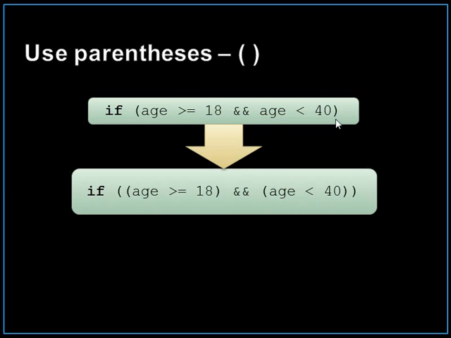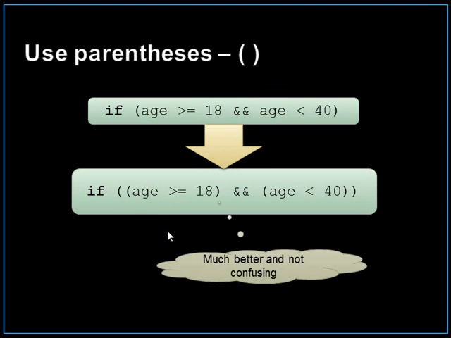If you write a program like this using the upper approach, then it is likely to cause problems for other programmers who read your program. They might not know the priority, so they might get confused about which will be executed first. Normally this is executed first, and this is executed next, and then these are operated using the AND operator. So what you are doing is parenthesizing the expressions, right? It is much better, and it is not confusing.